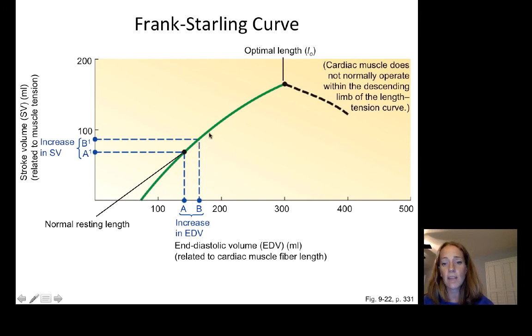And actually, you can get this continued pursuit towards optimal length through huge numbers of end diastolic volume. And the cardiac muscle doesn't actually normally go beyond that. It's very rare that we would get past this sort of 300 milliliter range for optimal length.